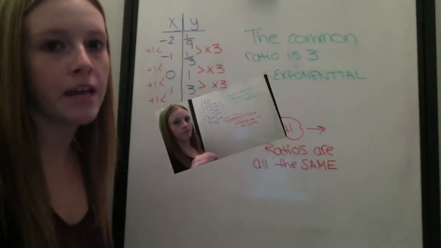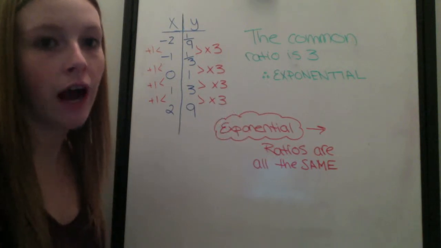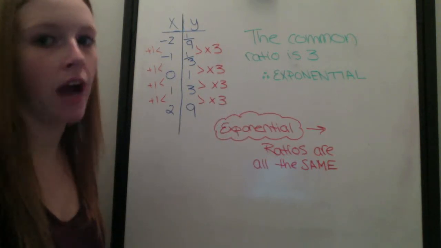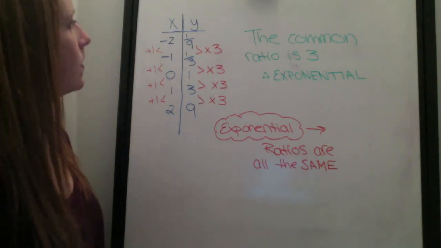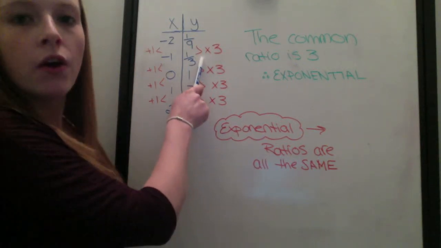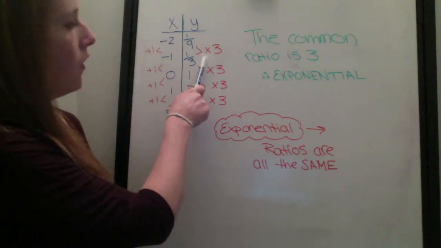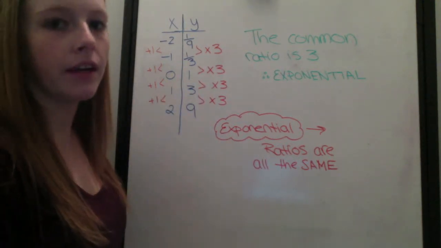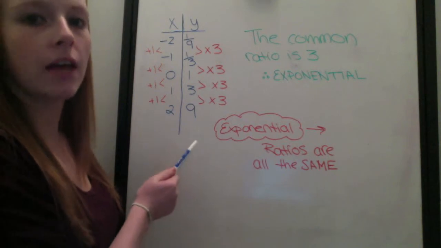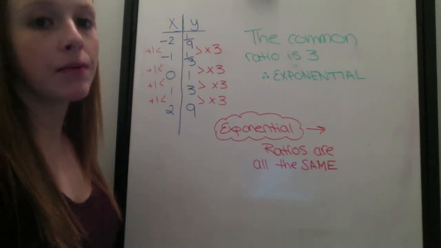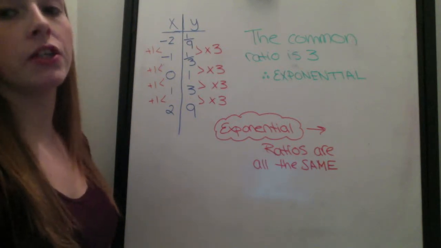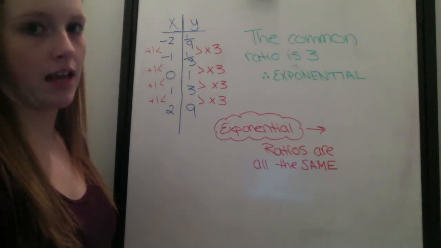Now let's look at what a table of data for an exponential graph would look like. An exponential graph is when the ratios are all the same. So take a look here. The first ratios are all multiplied by 3. And notice how they are all the same. So therefore, this shows that it is an exponential graph since all the ratios are the exact same.